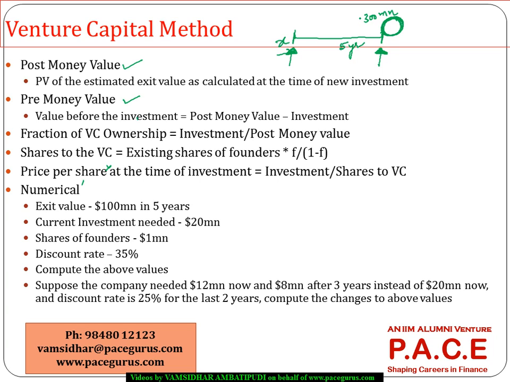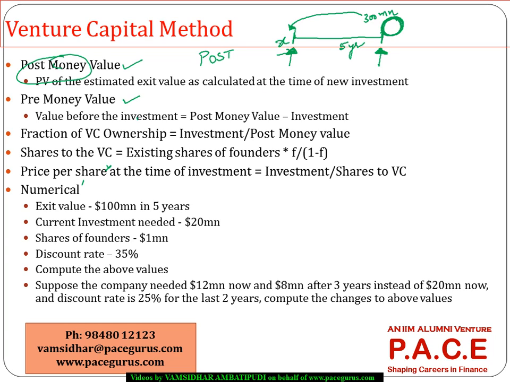So based on some rate of discount, based on the risk associated with it, I will discount it and bring it down to the present value. So that present value is called the post money value of the investment, right? Whatever is the estimated exit value, I bring down to the present value by using an appropriate discounting rate, which is what I call the post money value of the investment.